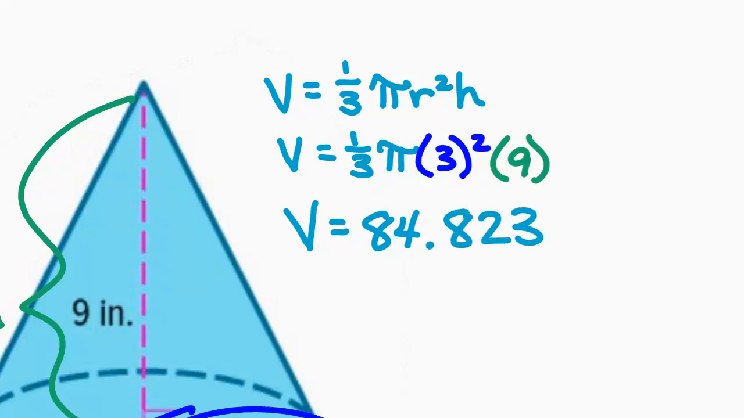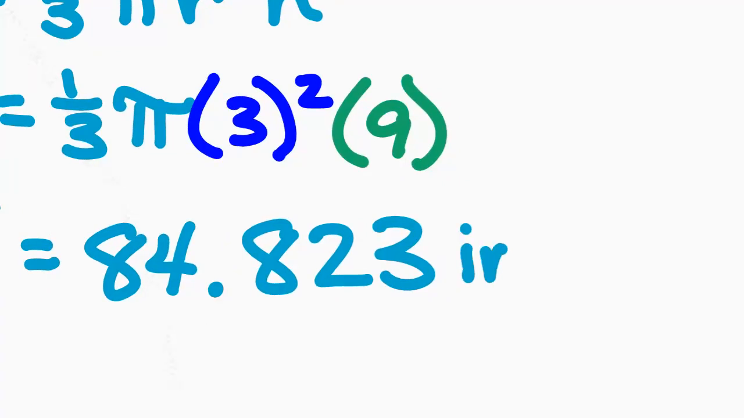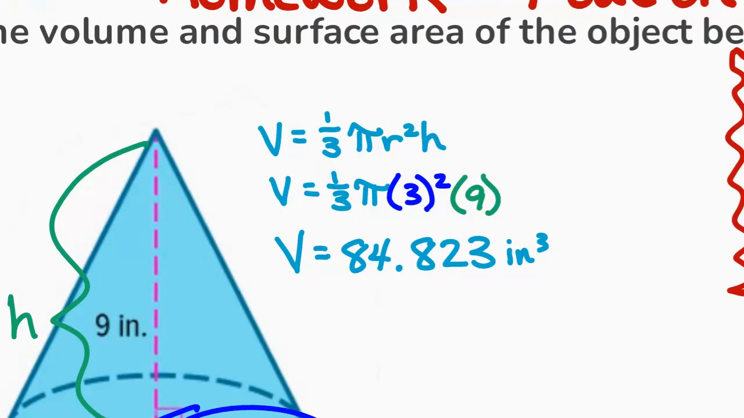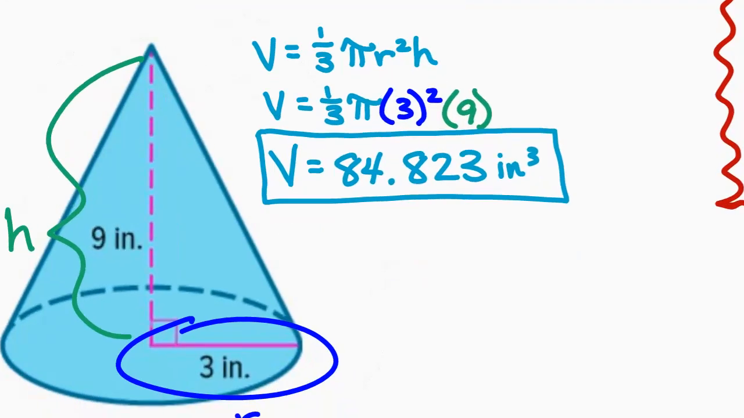84.823. Do we need units with that? Inches, inches squared, inches cubed. Inches cubed, yes. Very nice work. All right, and then surface area.